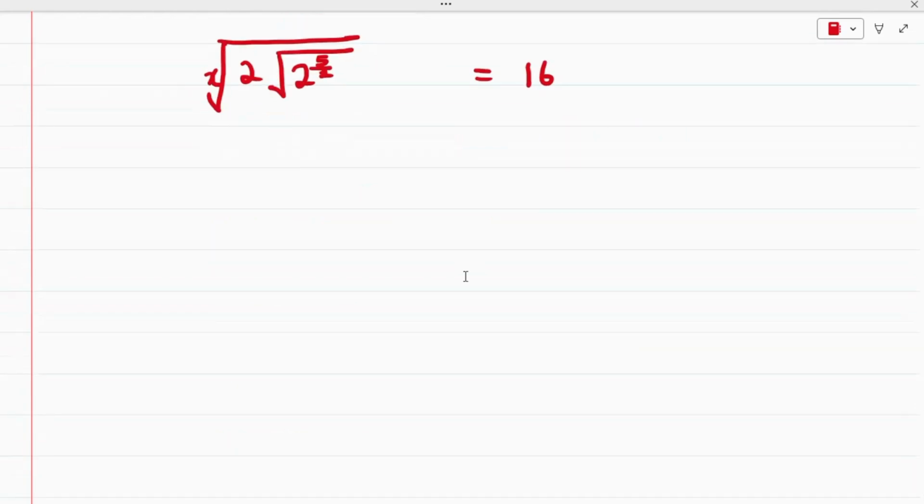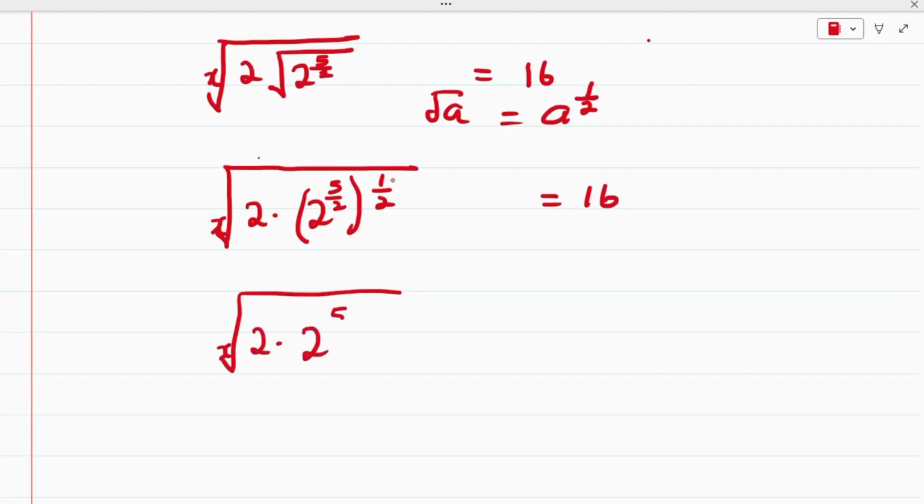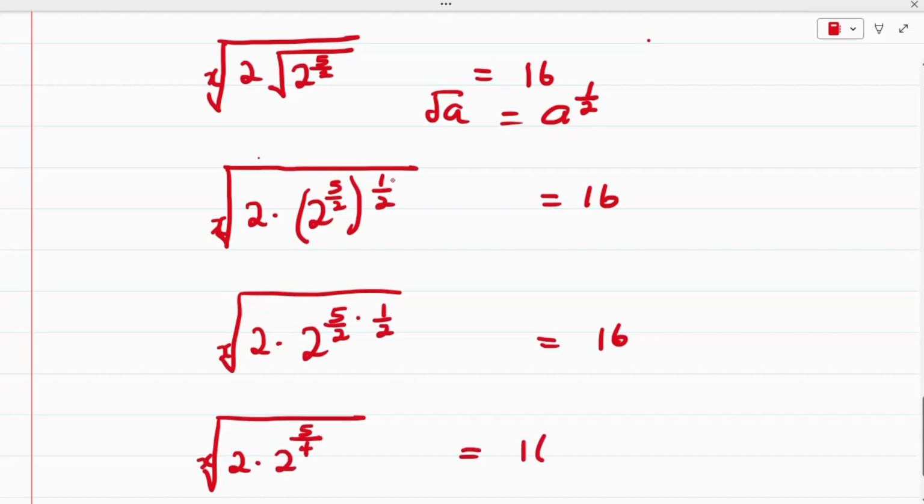Now since we already know that the square root of a is equal to a raised to the power of 1 over 2, applying this, we have the x root of 2 multiplied by 2 raised to the power of 5 over 2 multiplied by 1 over 2, and this is equal to 16. So from here we have the x root of 2 multiplied by 2 raised to the power of 5 times 1 is 5 over 2 times 2 is 4, and this is equal to 16.